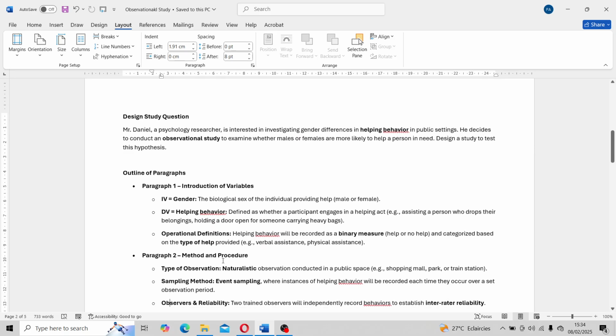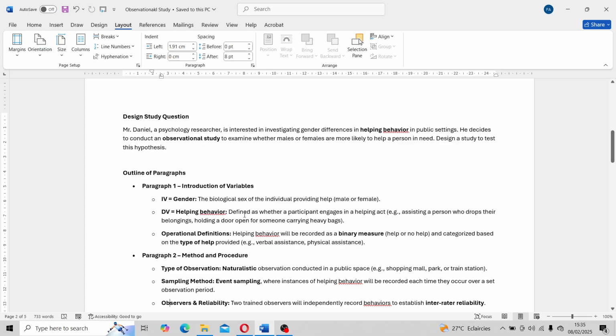All right, so here you have to outline your paragraphs. Paragraph one, what are you going to talk about? The IV, which is going to be gender, the biological sex of the individual providing help. It can be either male or female. And if you want to go beyond that, that is left to you.